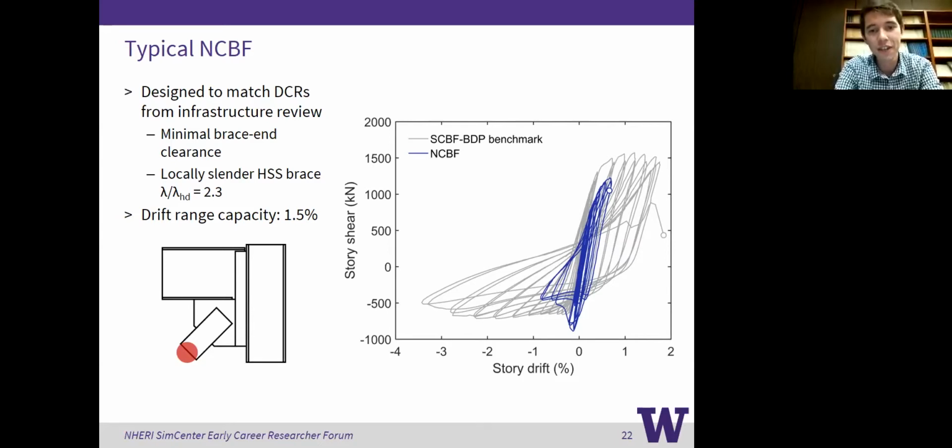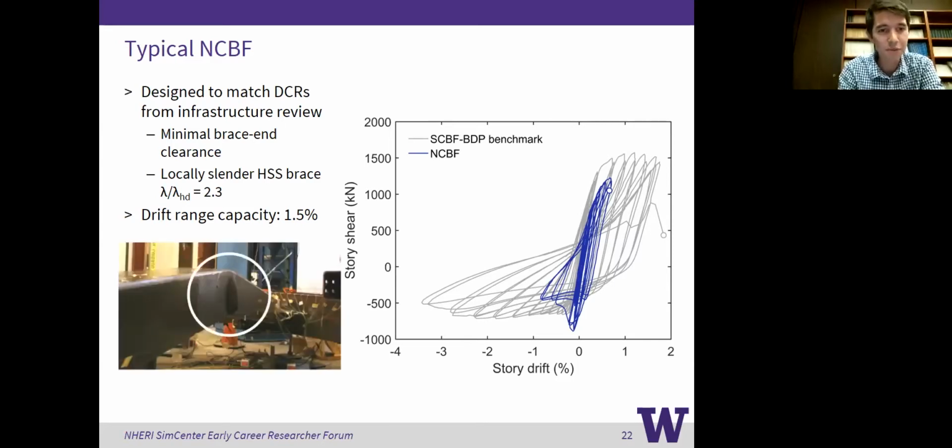For an SCBF, shown in gray in the figure on the right, we have a drift range capacity, the maximum positive drift minus the minimum negative drift, or the total range between the two, of about 5 or 6%. For the NCBF, we get something on the order of 1.5%. In this particular specimen, we had premature brace fracture because the brace was locally slender, so we fractured the brace very early on and lost significant lateral resistance. This is all driven by the local buckling you see in the photo.